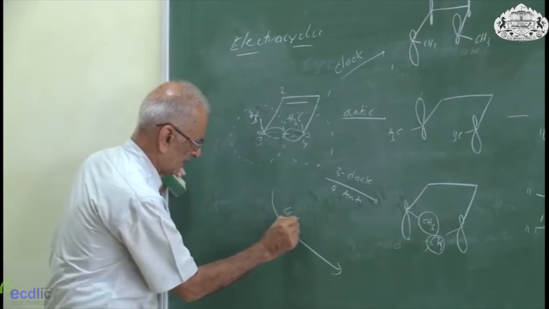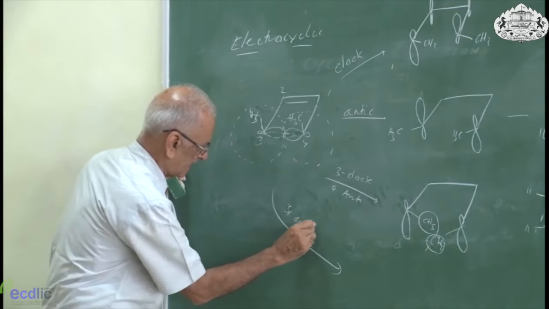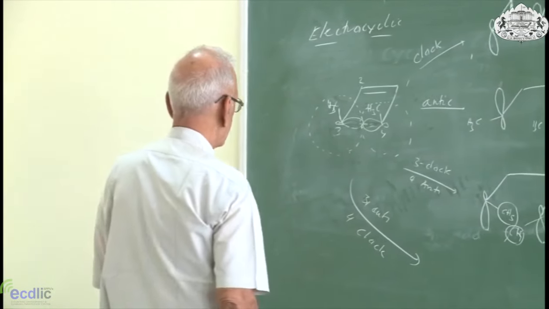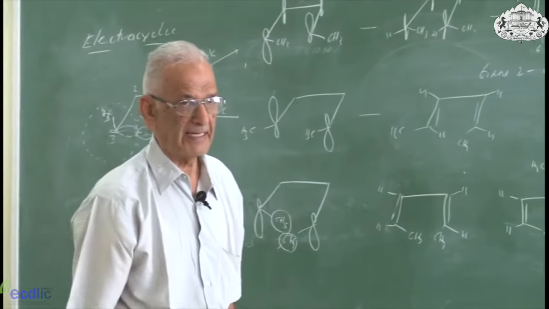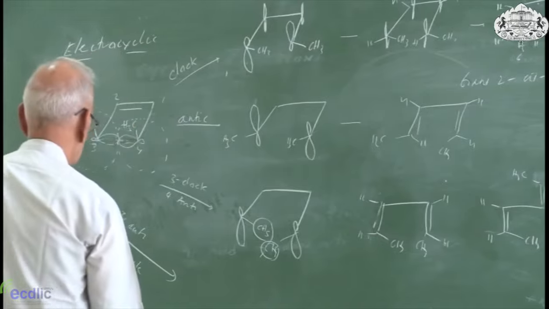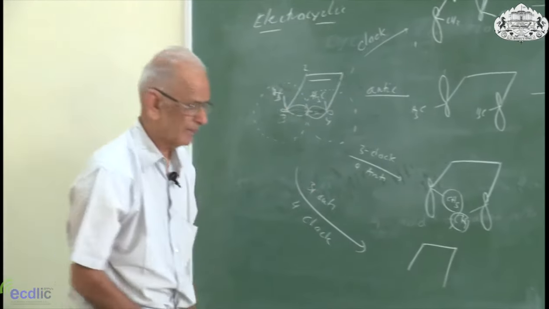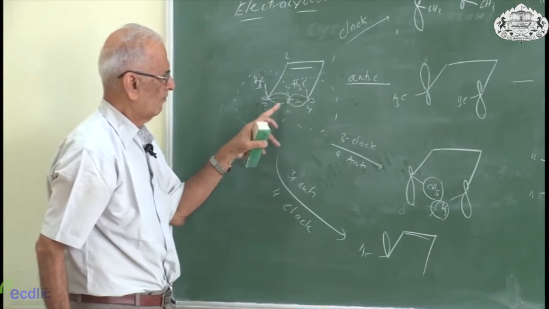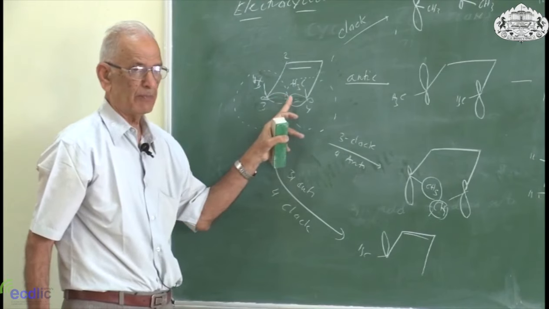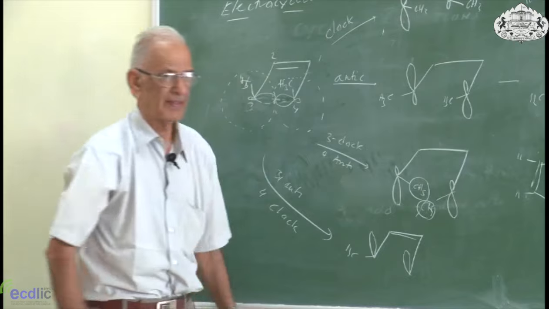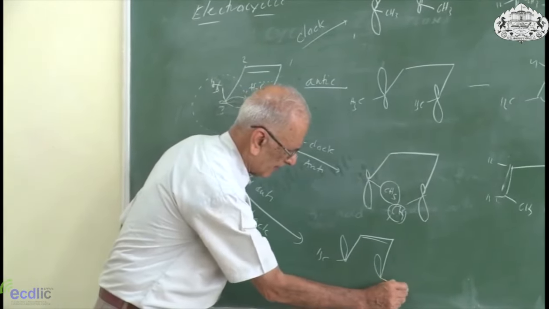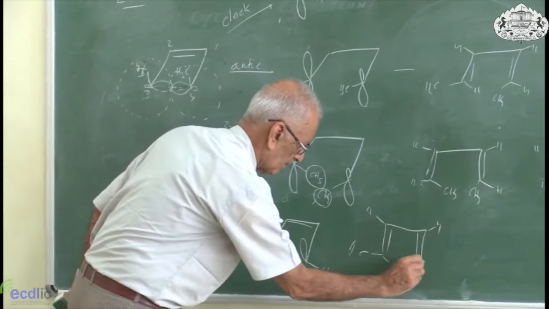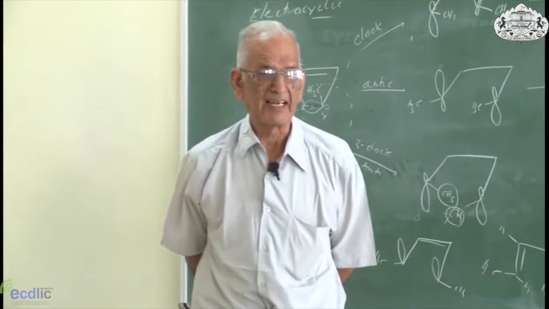Now, three moves anti-clockwise, four moves clockwise. So, three moves anti-clockwise means where should that three orbital go? 12 position. Where will the methyl group go? Outside, outside. Four is going to move clockwise. So, from 9 position, it will go to 12 position and your methyl group will again go outside. So, this will give you the trans-trans product.